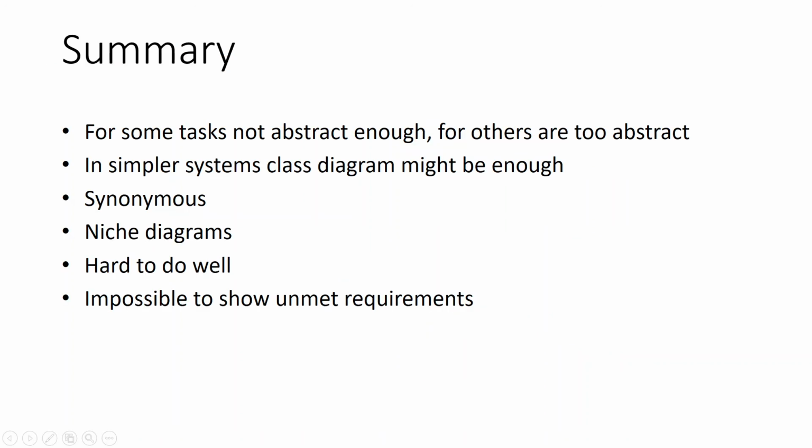In conclusion, component diagrams have quite a lot of disadvantages, such as being not abstract enough for one task and too abstract for another. Also, if the system is simple enough, class diagrams should be a better option. They're also too synonymous and hard to do well. In addition, it is impossible to show the unmet requirements in a component diagram.